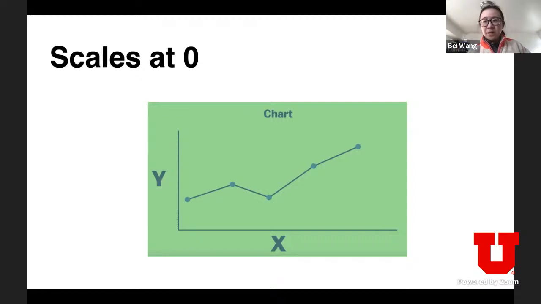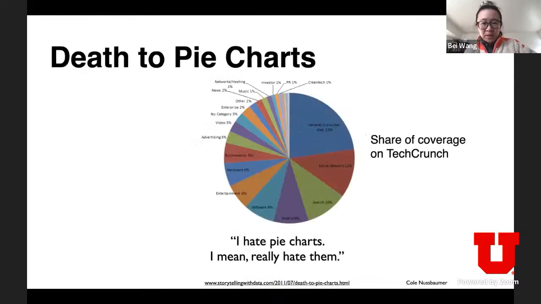With some time, I also want to start talking about pie charts. I mentioned that pie charts are not very effective. In some visualizations, people actually went to the extent of writing an entire story about how I hate pie charts. The problem is the pie chart is, again, a very widely used visual encoding. For example, this is showing the share of coverage on TechCrunch. Social network is 12%, general consumer 23%, software 8%, and so on and so forth.